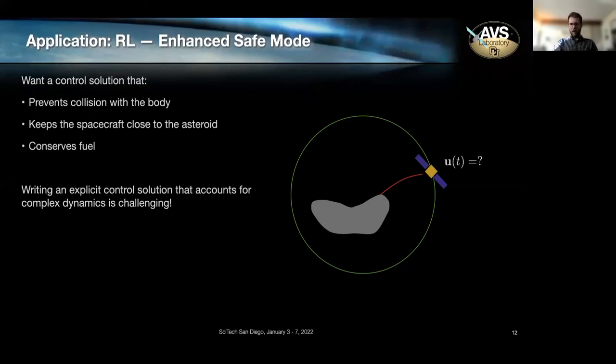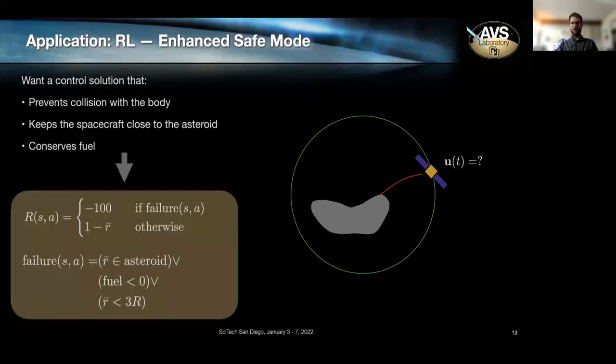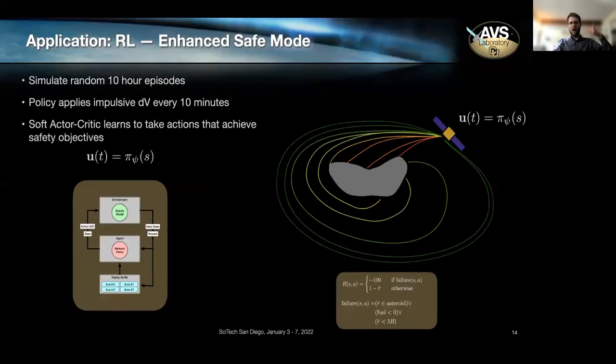So we can reframe it as a reinforcement learning problem. We can make this a reward function instead and train an agent to interact with the environment and learn which behaviors are safe and which are unsafe. So we do that using a soft actor critic algorithm, and the action space for this agent is continuous. It can take any impulsive delta V so long as it is less than 10 centimeters per second, and it can do that once every 10 minutes.